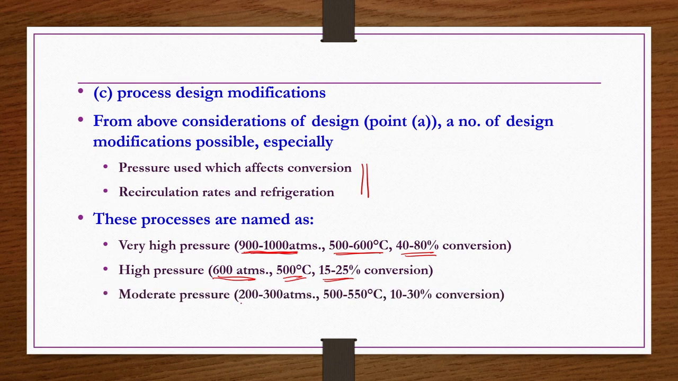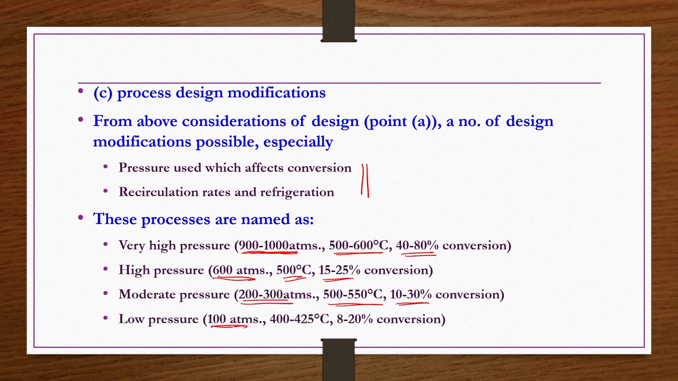Then the moderate pressure process, where 200 to 300 atmospheres are applied, the temperature is still in the same range of 500 to 550 degrees centigrade, but you see only 10 to 30% conversion. And then the low pressure process, approximately 100 atmospheres and 400 to 425 degrees centigrade temperature range, but the conversion is only 8 to 20%. Actually, 100 atmospheres is not a low pressure, but considering the upper limit of the process, that is 1000 atmospheres, the lower limit of 100 atmospheres is a very low pressure.